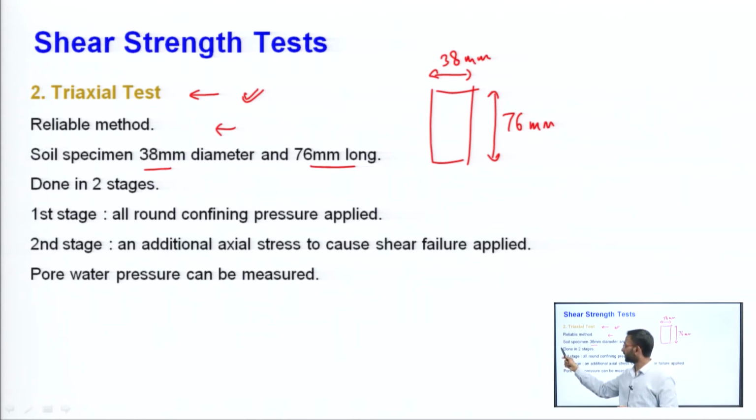A very important thing is that it is done in two stages. The first stage is where an all round confining pressure is applied. In the second stage, an additional axial stress to cause shear failure is applied. Okay, pore water pressure can be measured. That is a very important point, because in the direct shear test this was one of the limitations, as we cannot measure the pore water pressure.